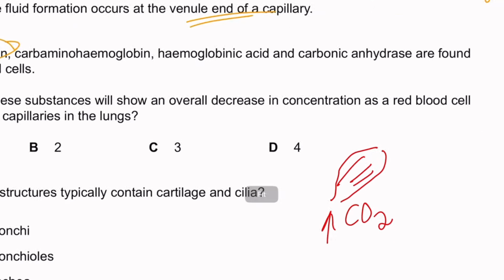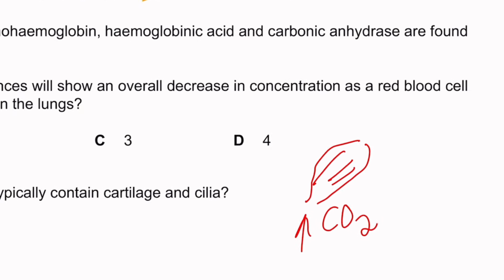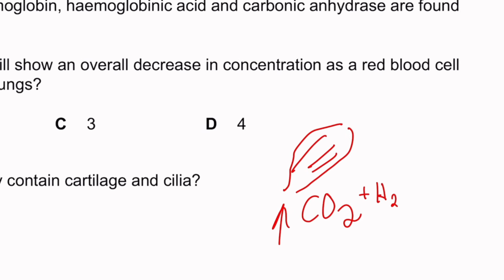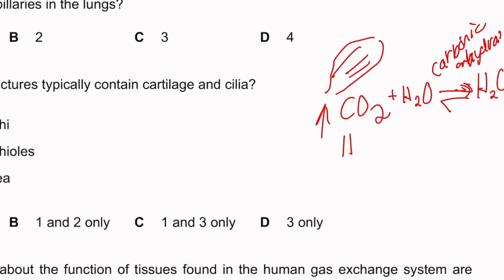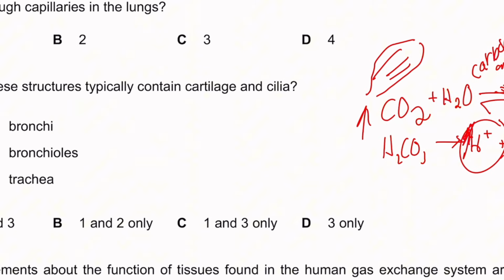What happens next is that carbon dioxide will react with water inside the blood cell. So we have plus H2O. This forms carbonic acid, H2CO3, in the presence of an enzyme called carbonic anhydrase. This catalyzes the reaction. Now, this is a reversible reaction, guys, so it happens in both directions. Now, H2CO3 is a weak acid. It breaks down immediately, forming hydrogen ions and HCO3 minus ions, okay?